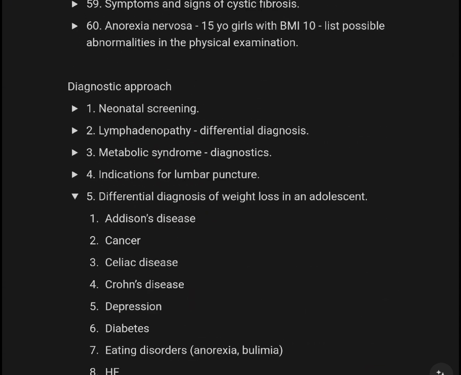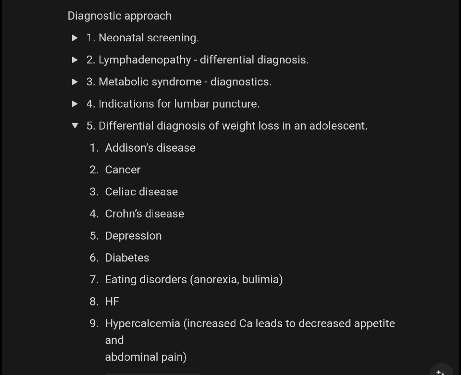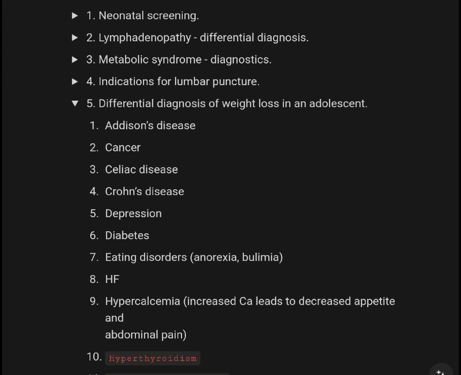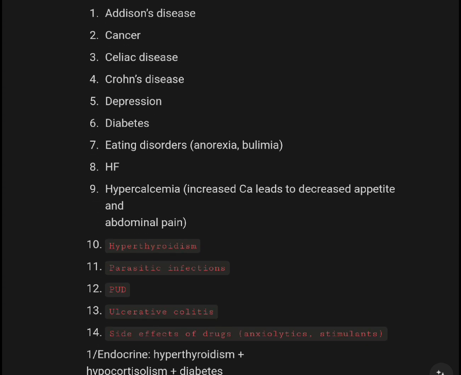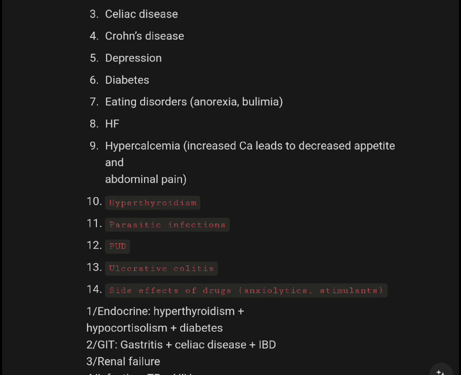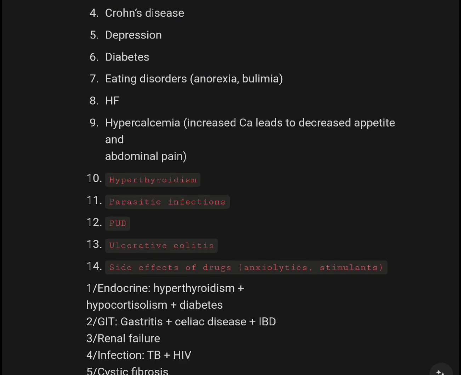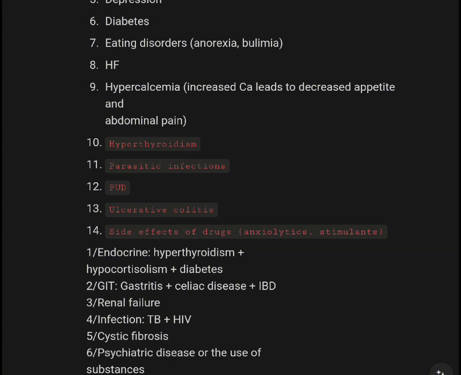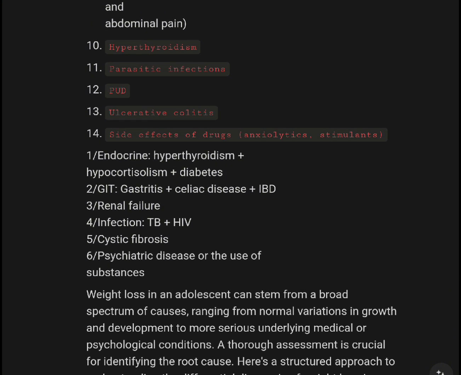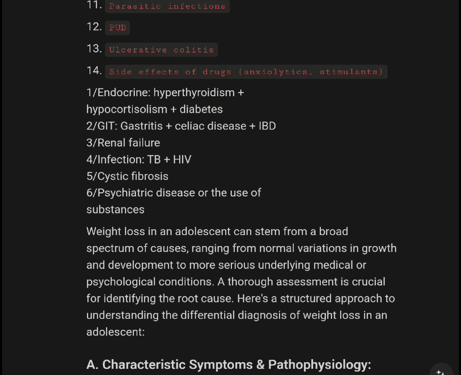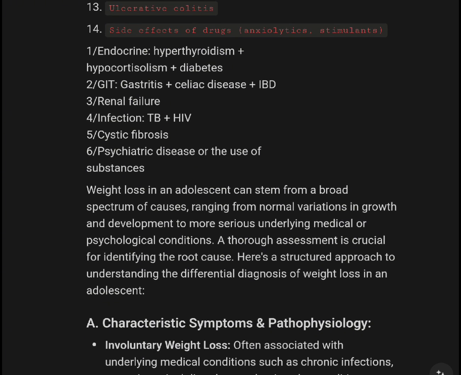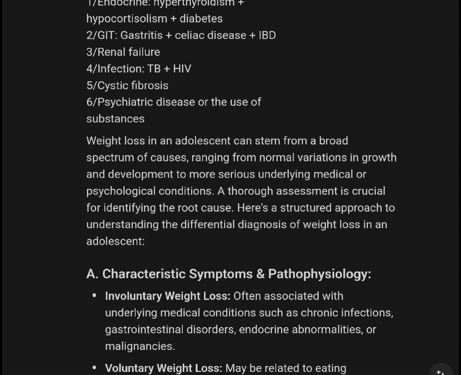So let's sum up. Differential diagnosis of weight loss in an adolescent: cancer, celiac disease, Crohn's disease, depression, diabetes, eating disorder, heart failure, hypercalcemia (increased calcium leads to decreased appetite and abdominal pain), hyperthyroidism, parasitic infection, PUD, ulcerative colitis, side effects of drugs, anxiolytics, stimulants, endocrine: hyperthyroidism, hypocortisolism, diabetes, GI tract: gastritis, celiac disease, IBD, renal failure, infection: TB, HIV, cystic fibrosis, psychiatric disease, or use of substances.